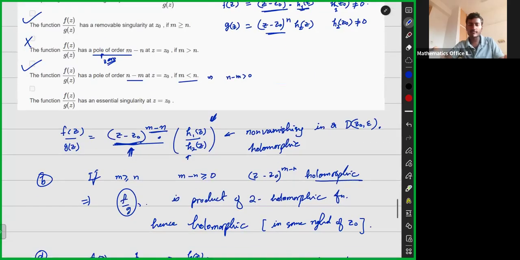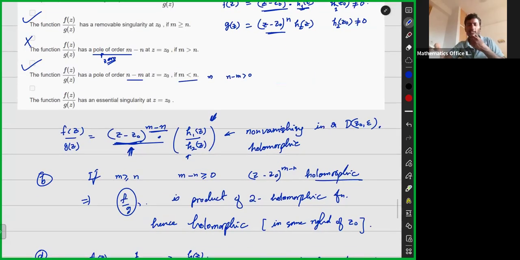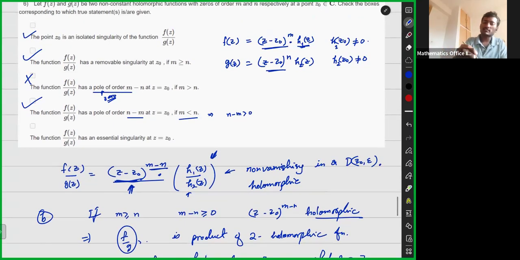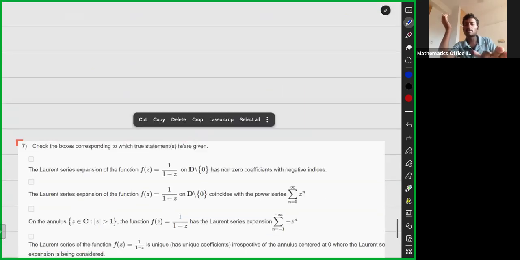How about part E? Function f by g has an essential singularity. No, it is not an essential singularity. Why? Because m minus n can be either positive or negative, or non-negative. In the negative case, it is a pole, and in the positive case, it is removable. Removable we have already seen in part B. It is a pole using part D. We are just using the B part and D part. When m minus n is positive, it is 0. When it is negative, it is infinity. So it is not an essential singularity.